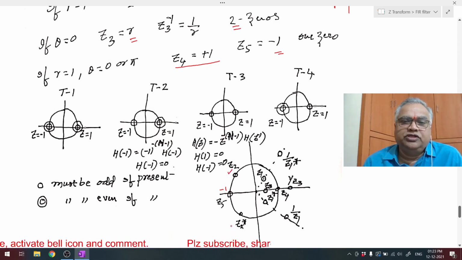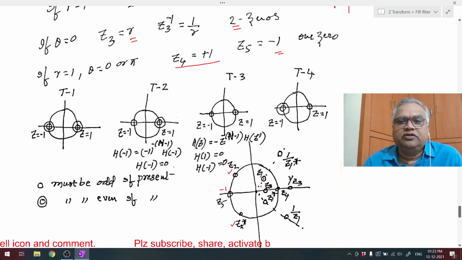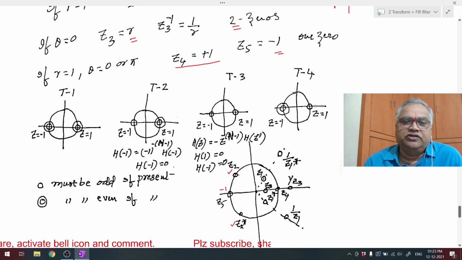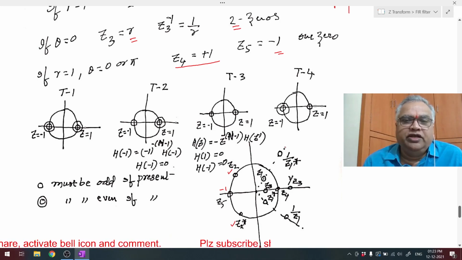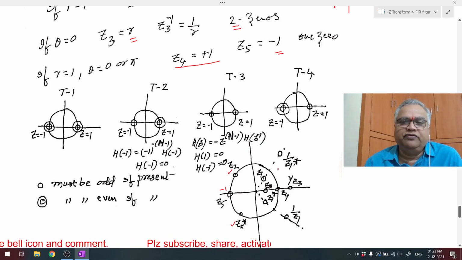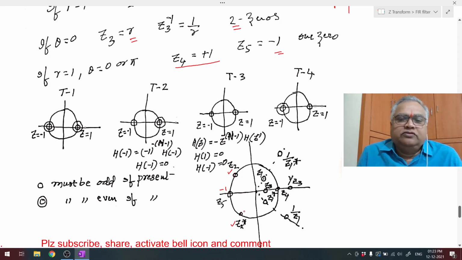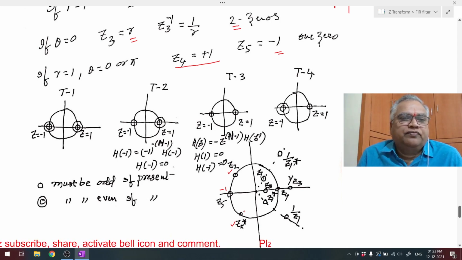z2, this is z2*. So 2 are possible. And z3 and 1/z3, 2 zeros. If z3 is there, 1/z3 is there. If z2 is there, z2* is there. If z1 is there, 4 are there. z5 is there, 1. z4 is there, 1. So this is how it will be located. I am not saying all will be there. If z1 is there, compulsorily 4 will come. If z2 is there, only 2 will come. So that is the theory here.